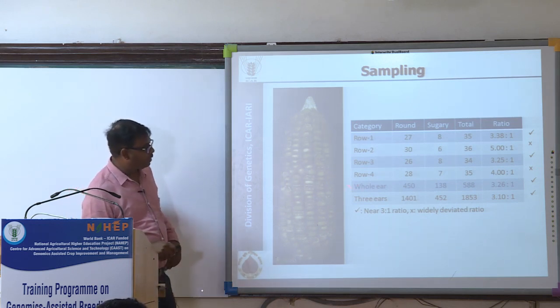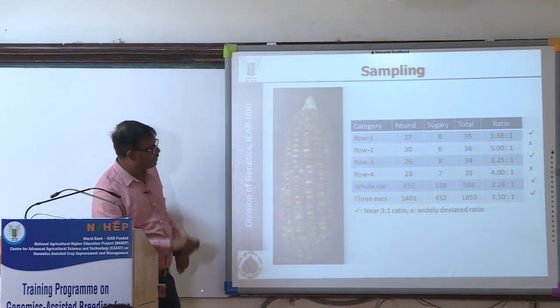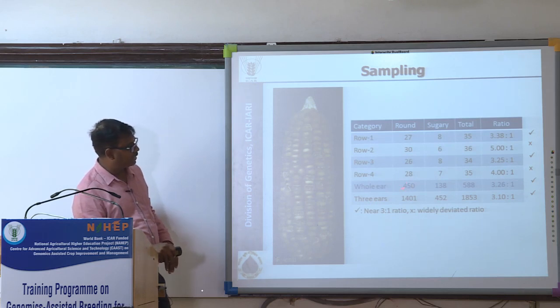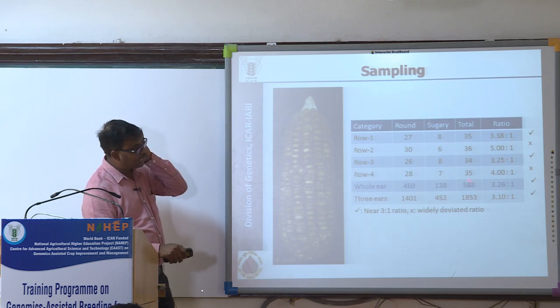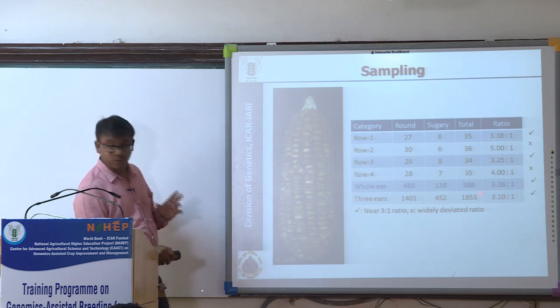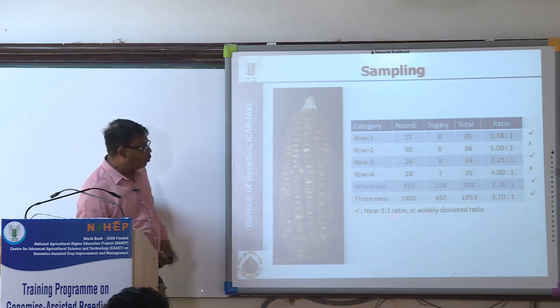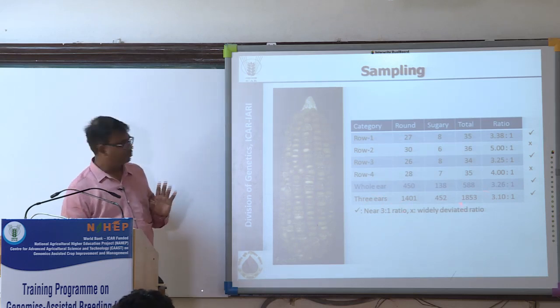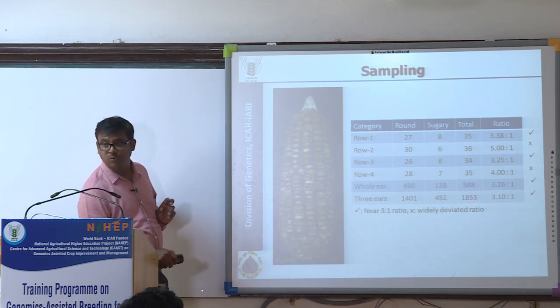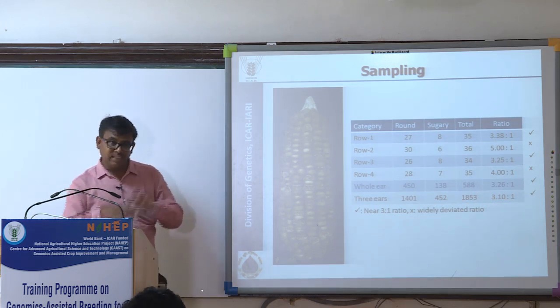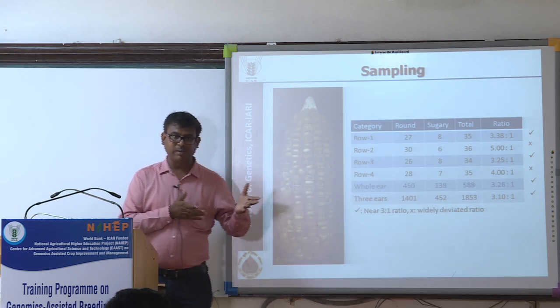Now, what we have done, we have taken the entire seeds from the same cob where 450 grains are there, and it is segregating 3.26:1. So, it is much closer to 3:1. We then pooled 3 years. Total grain was something like 1800 and the ratio is 3.10:1. So, what happens is, the larger the sample, the better the fit to a particular ratio.